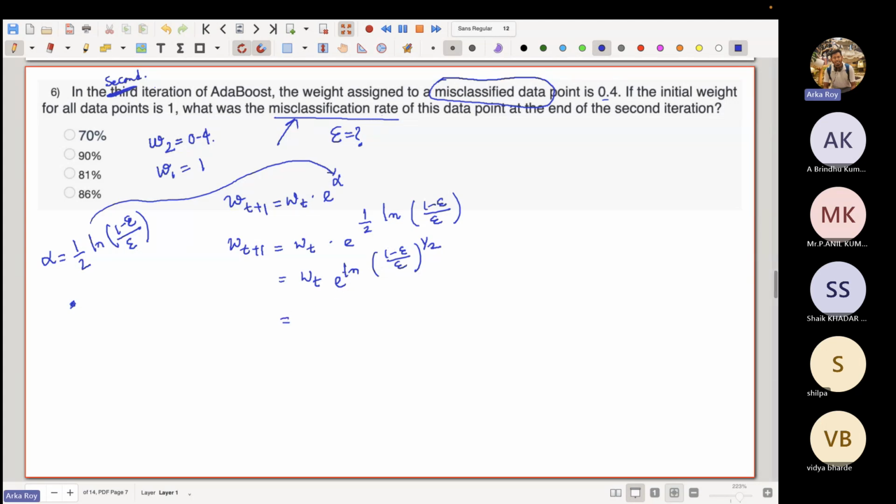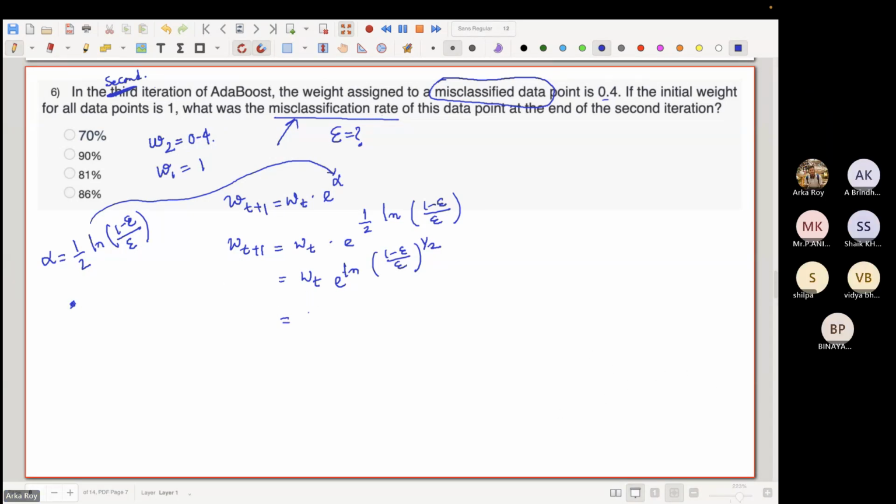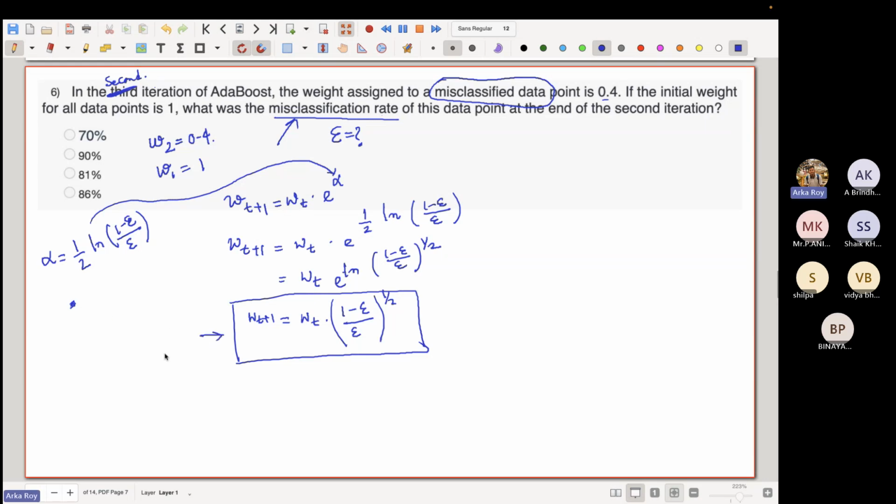And even I can write Wt times (1 minus epsilon) to the power half ln e, and ln e we know that it is 1, so I can just omit this. So this is what we can analytically get, we have got a closed form solution.